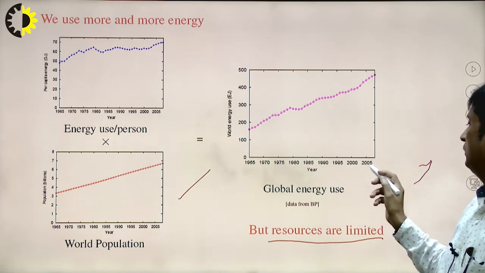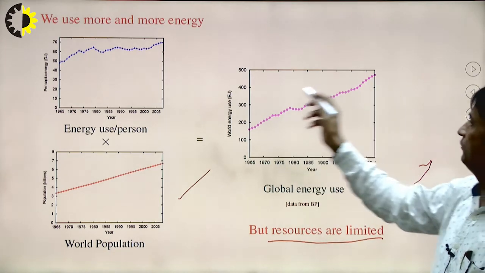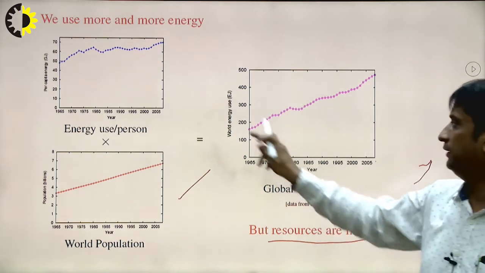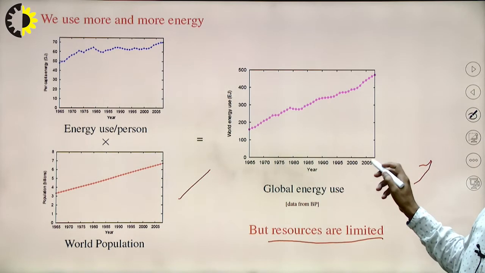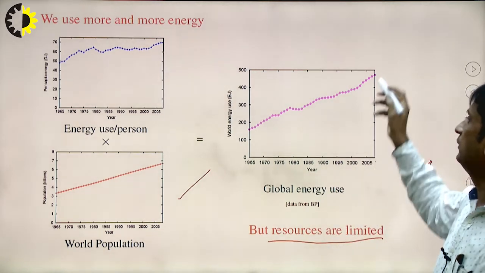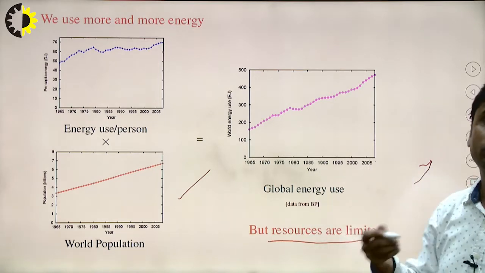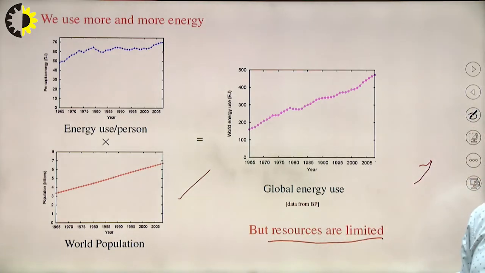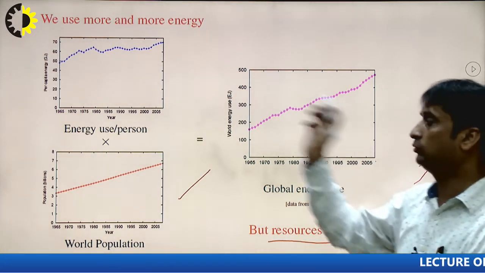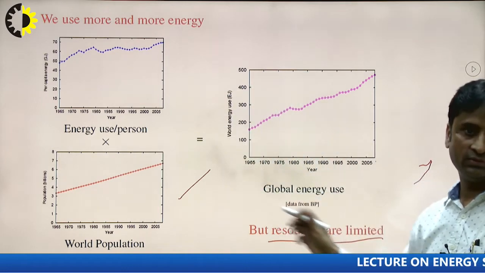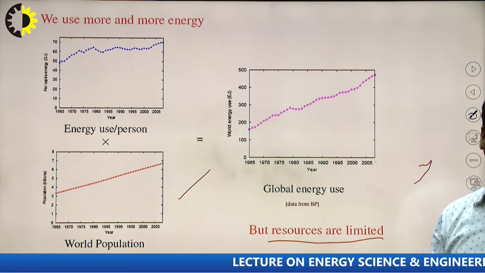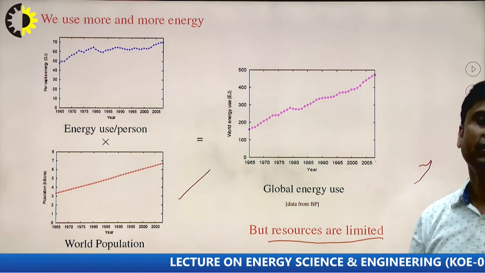In 2010 it was around 480 exajoules, but now in 2020, if you take the latest data, it is around 648 exajoules. So we can see that if we use more and more energy, that means the resources are being exploited. So now we need to find an alternative way to use these energies.